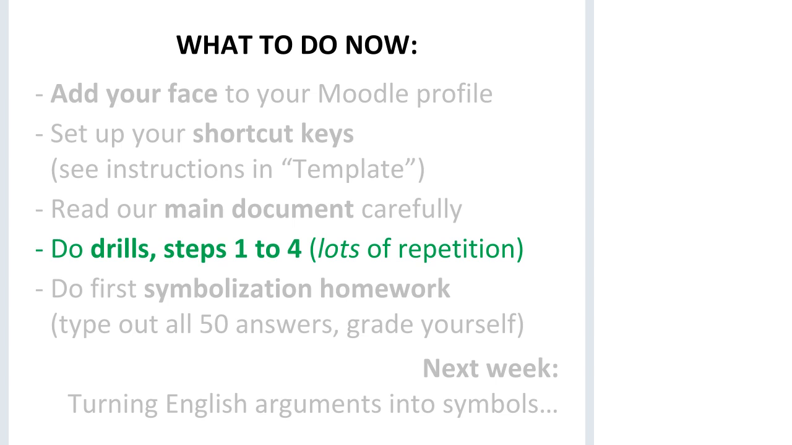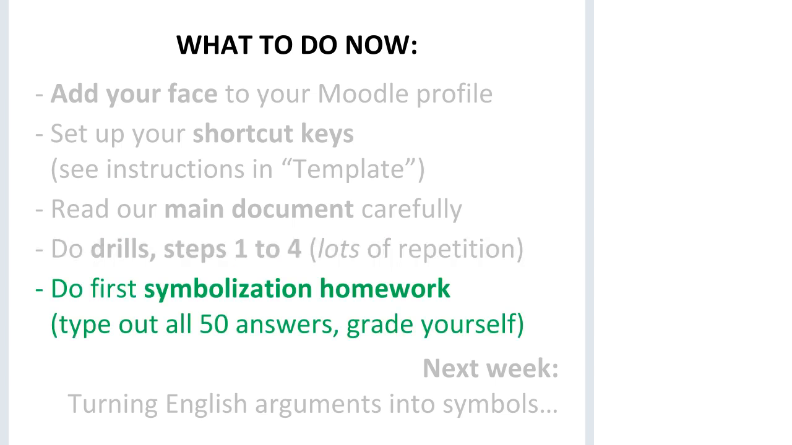So you do step 1, step 2, step 3, and then you're going to keep ascending that way. You also have homework. We're going to transform normal language, English language, into symbols. You've got 50 questions, so you're going to use your shortcut keys. You're going to open up a file and write out the answers, and you're going to grade yourself. I'm not checking your homework, okay? But you're going to have the answers so you can do the homework on your own and then grade yourself.